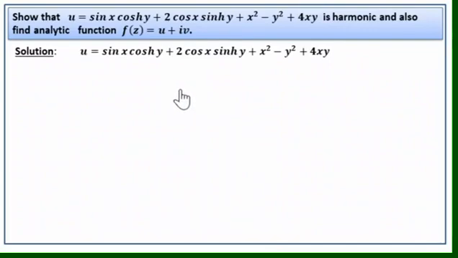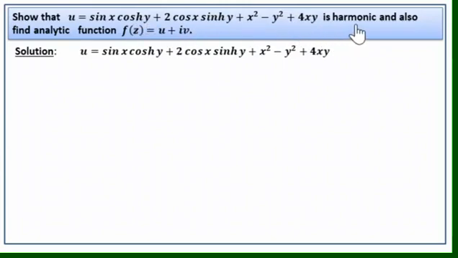So the first question: show that U equals sin x cos hy plus 2 cos x sin hy plus x square minus y square plus 4xy is harmonic, and also find the analytic function f of z equal to U plus iV. So here, given an analytic function f of z equal to U plus iV, U, the real part, is given. We need to prove that this function U is harmonic.